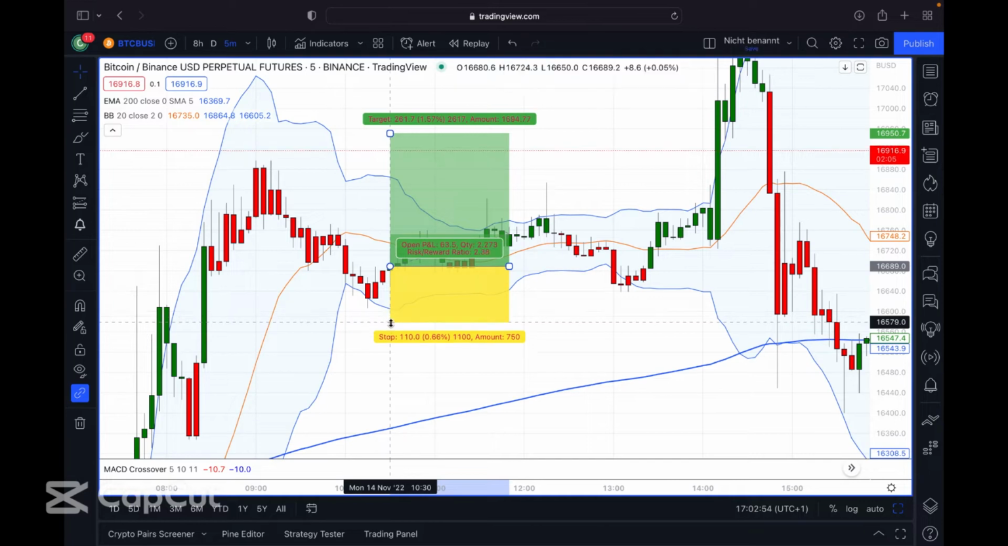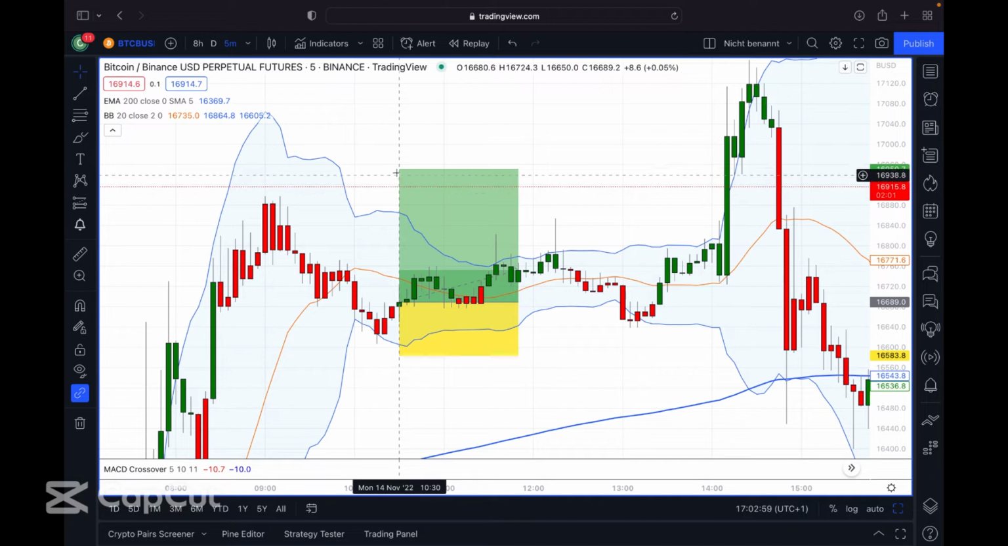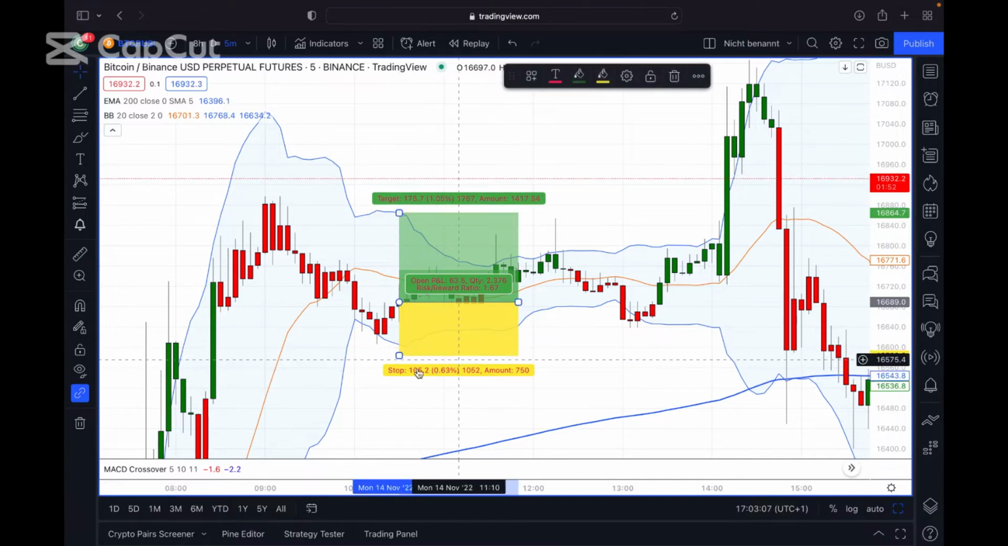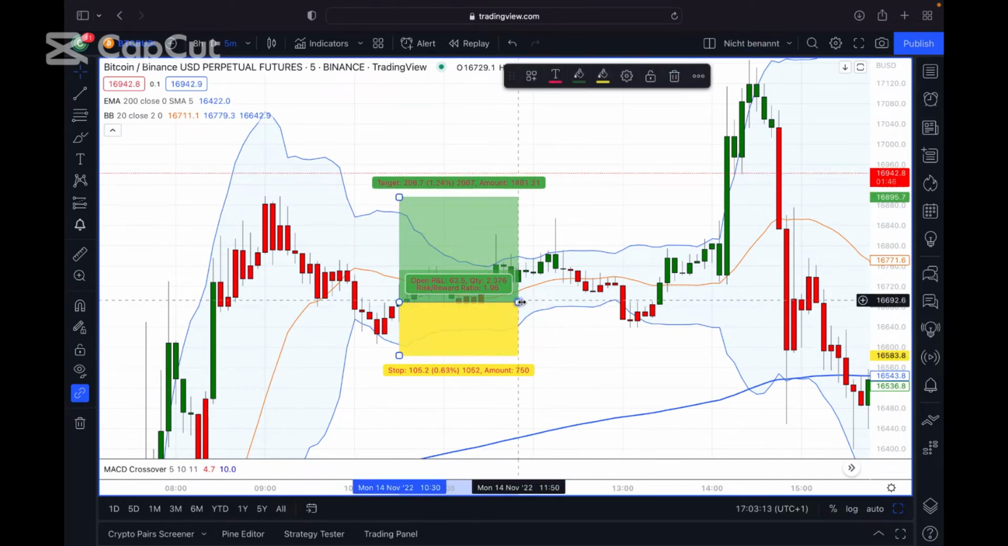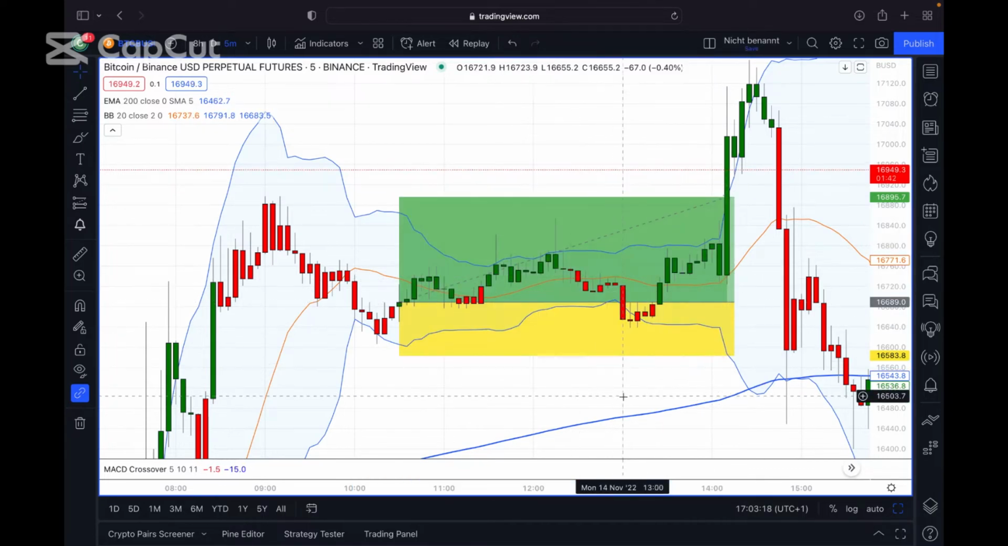You can try this out. For me this is the best area where you can put your stop loss. And after that I would look for a 1 to 2 risk to reward ratio, so for 1.2%, this would be just here. As you can see, this trade would definitely be a win.